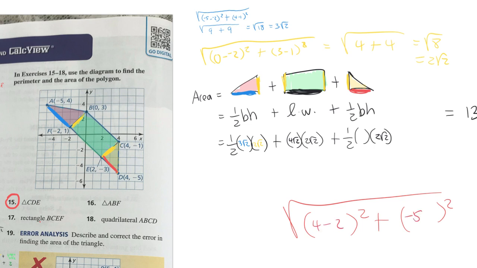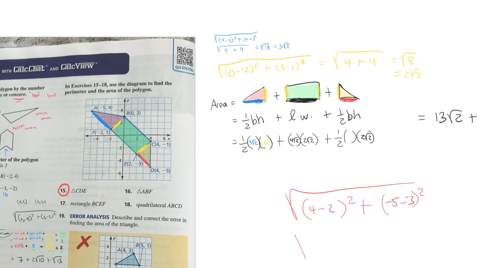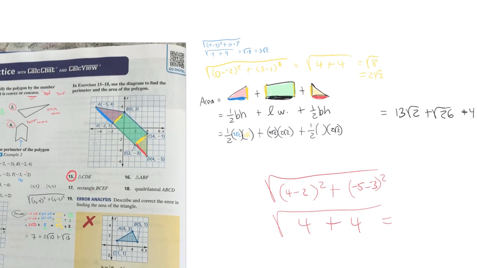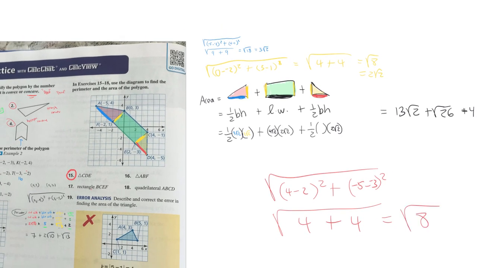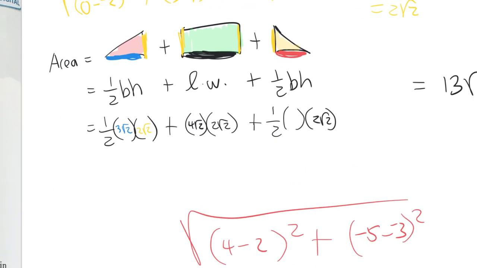We're looking at negative 5 minus negative 3. That would be 4 minus 2 is 2 squared, which is 4. Negative 5 minus negative 3 is really negative 5 plus 3, which is negative 2. Negative 2 squared is 4. So yes, that is indeed going to be the square root of 8, which turns into 2 radical 2. So that goes right here.